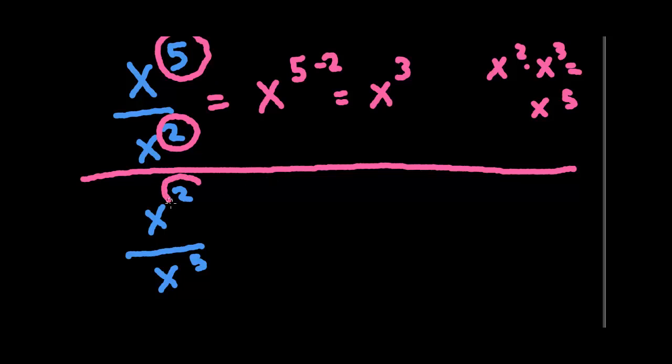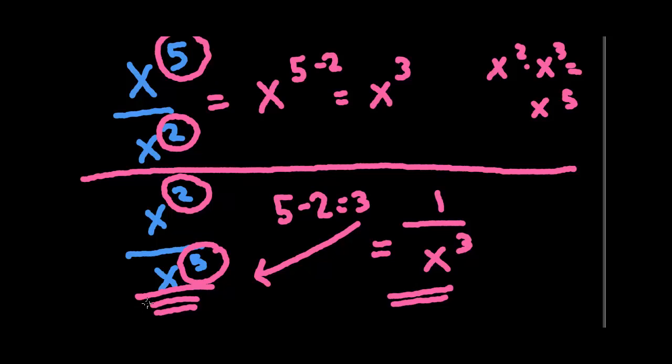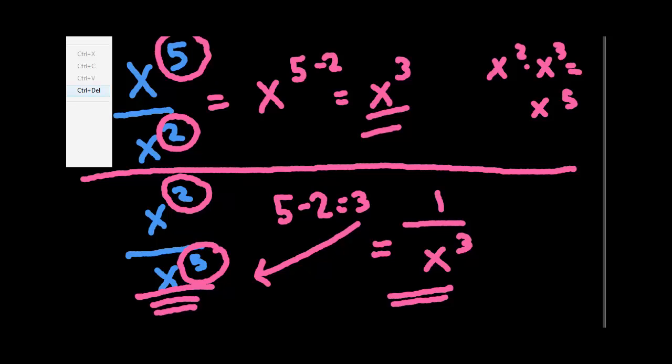But in this case, you can see that the bigger number is on the bottom. I still like to do 5 minus 2, and I get 3. But I have to remember that the x to the 3rd is actually going to stay on the bottom, because that's where the large number of x's were. So I'm going to have a 1 over x to the 3rd. Because there were more x's on the bottom, I know that the leftover x's have to stay on the bottom. While on the other problem up here, the leftover x's stayed on top, so we no longer needed a fraction.